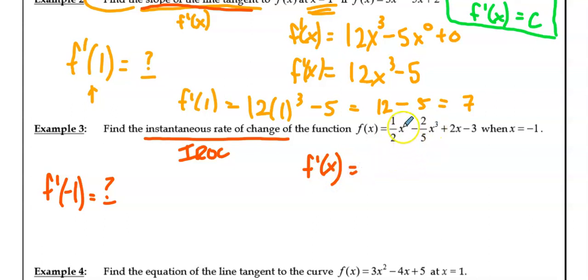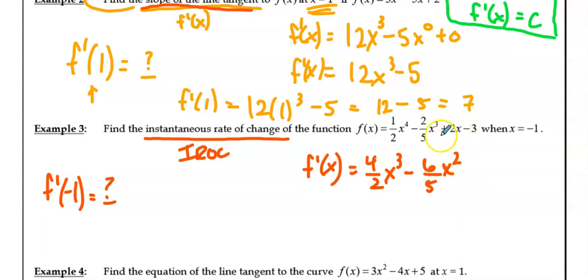So don't let the fractions scare us. We move the 4 down. We have 4 over 2. Right, we have 4 over 2x to the third. Yes, I will simplify that in a minute. So 4 over 2x cubed, and then I'm going to move this down. I'm going to have 3, and remember it's going to be 3 times 2/5. So 3 times 2/5 is going to be just 6/5 x squared.